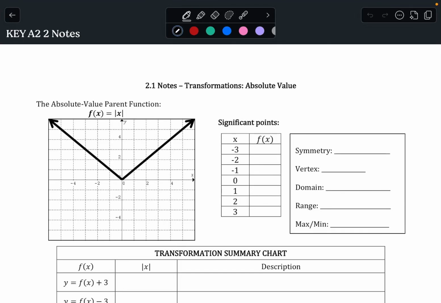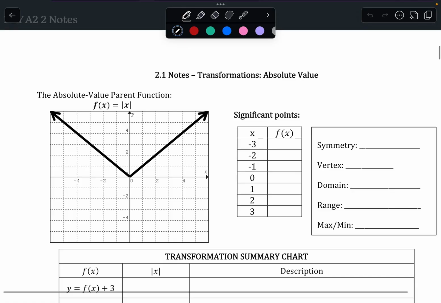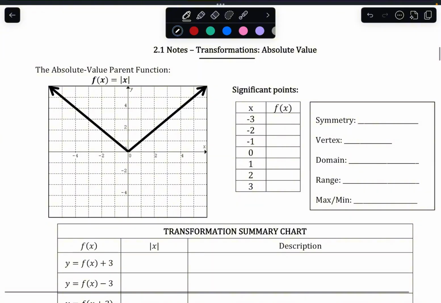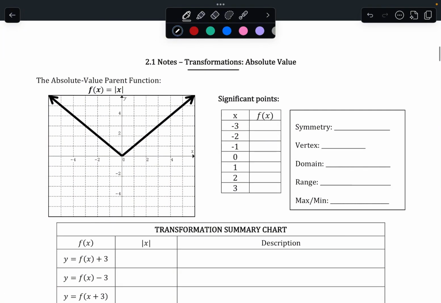All right, in this lesson, we are talking all about the absolute value parent function, and then we will be doing transformations. Starting with the parent function, absolute value measures the distance from zero. So when you see bars around a number, it's measuring the distance from zero on the number line.